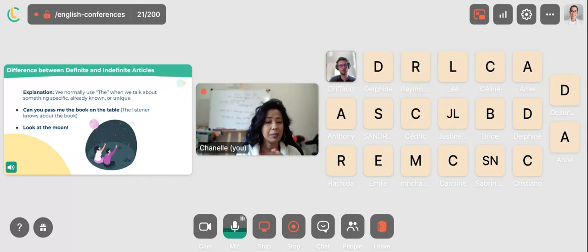So what is the difference between the definite and the indefinite articles? We normally use the when we talk about something specific, already known, or unique. For example, can you pass me the book on the table? The listener already knows about the book. Or look at the moon. Because there is only one, it is specific. So therefore we say the moon.